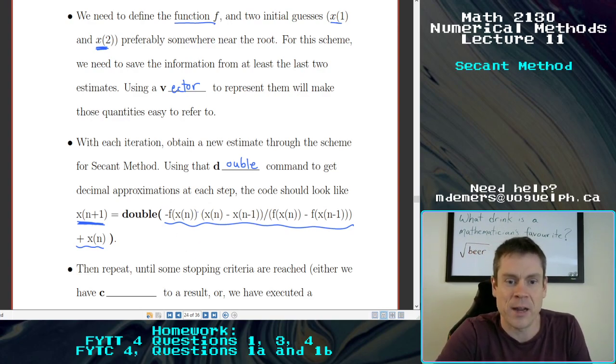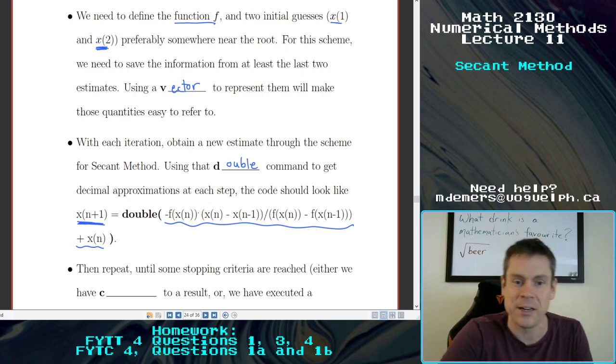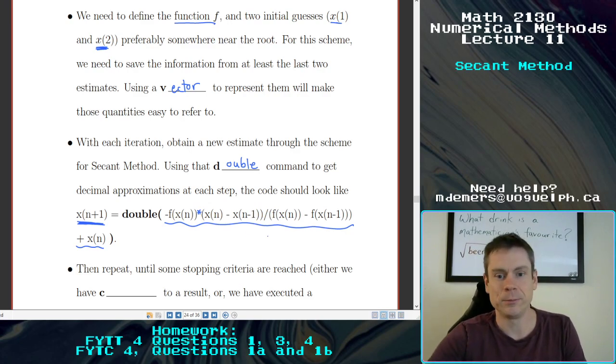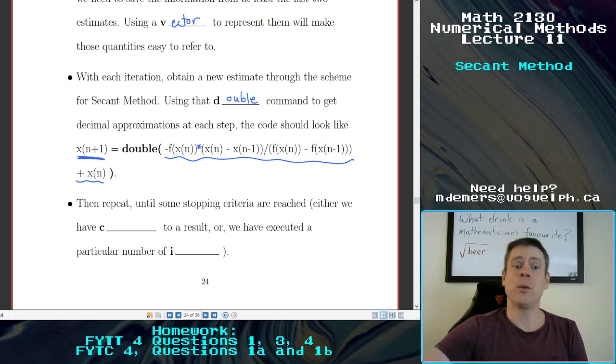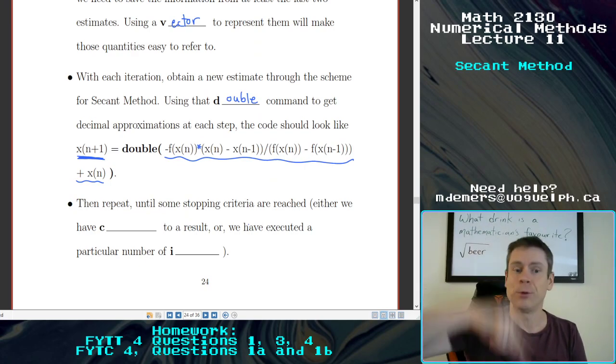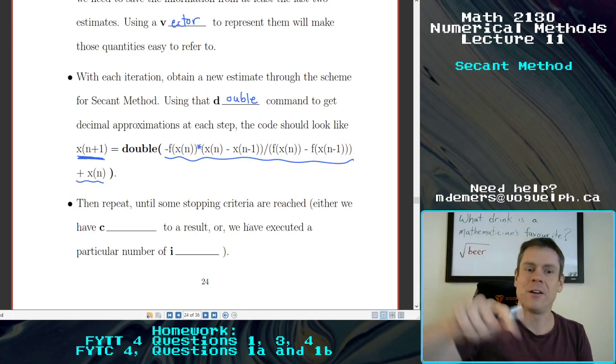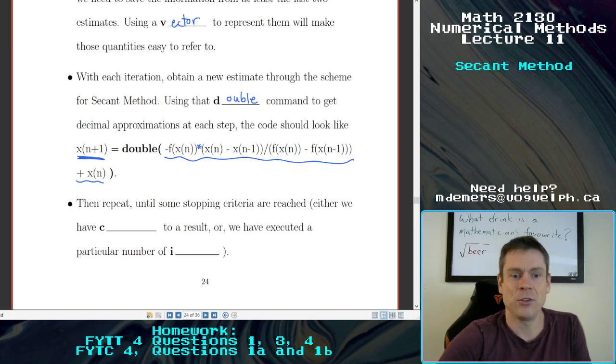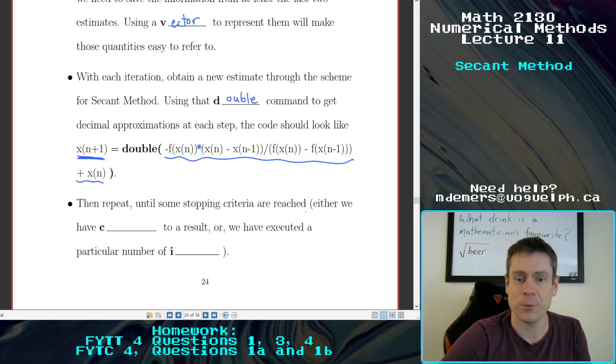It's not perfect, right? There are going to be operations that you need in here. I'll start this kind of pseudocode, but something that looks a little bit like this. Okay, and then once you've got this, you're going to want to repeat it within a loop, for different values of n. So repeat until some stopping criteria are reached.